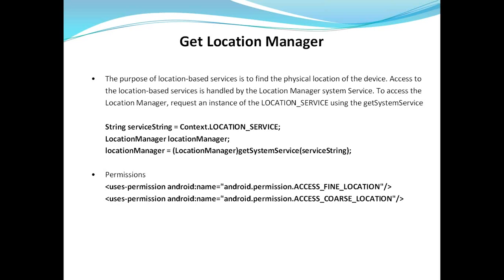We don't need to instantiate a location manager directly. We request an instance from the system with the getSystemService method. As you know, the purpose of location-based services is to find the physical location of the device. Access to location-based services is handled by the location manager system service. Here's a small code snippet showing how you can access a location manager. You first need to get a handle to the location service by using Context.LOCATION_SERVICE. Then define an object of LocationManager, and initialize it with the getSystemService method.